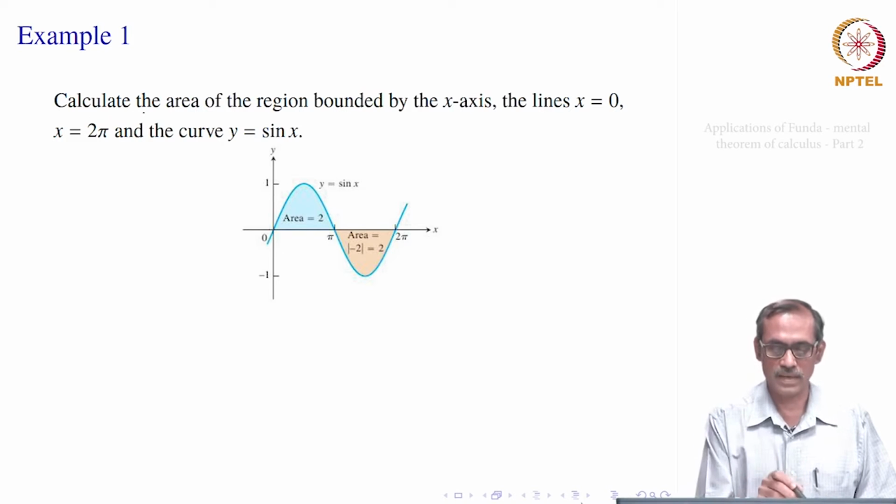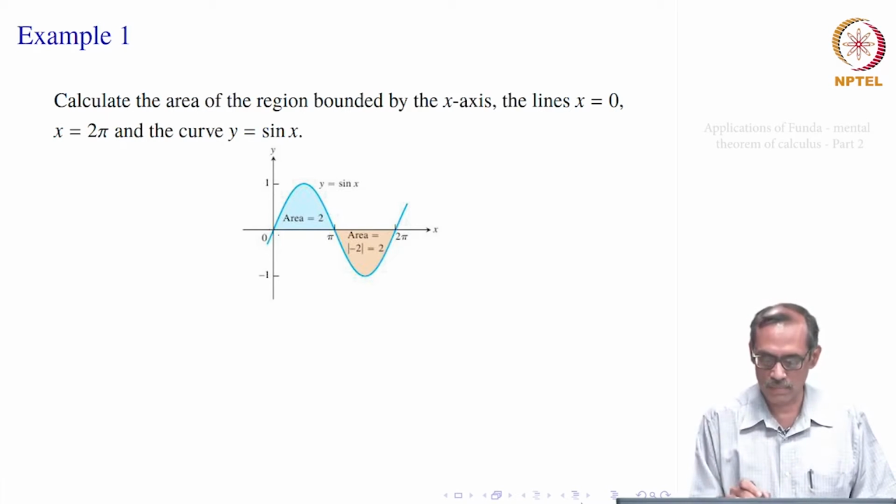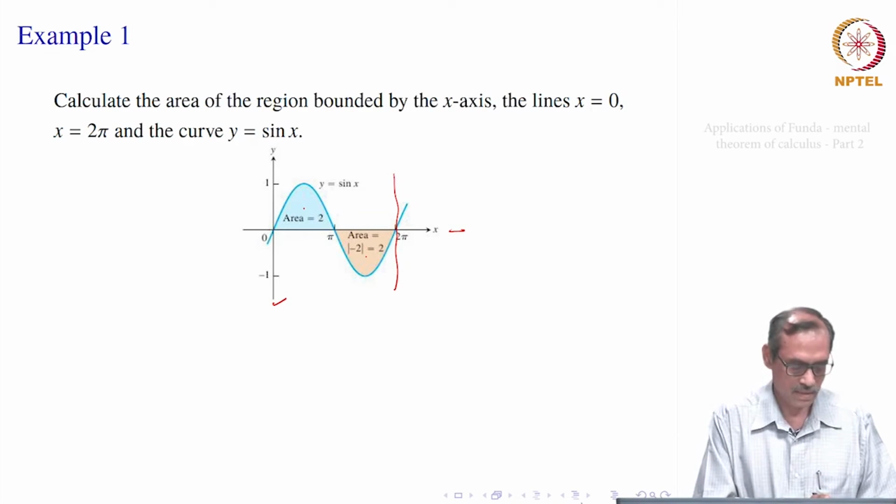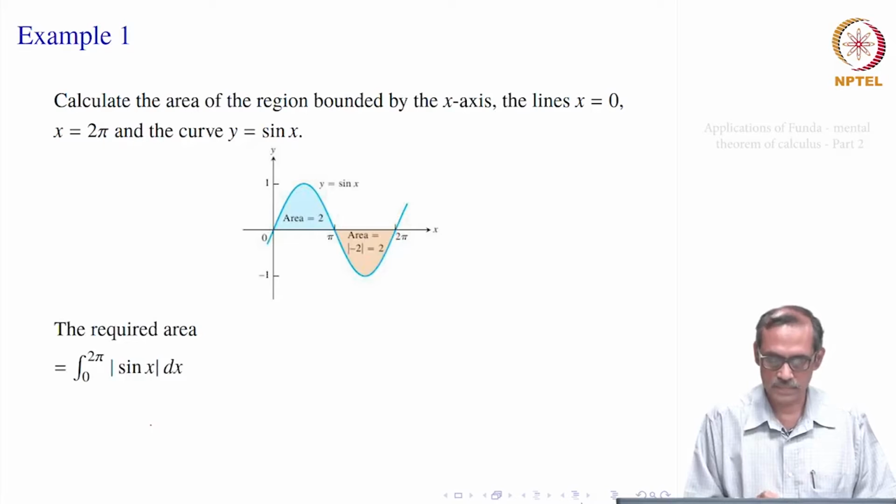Here we are asked to find the area of the region bounded by the x axis, the line x equal to 0 and the line x equal to 2 pi, and the curve y equal to sin x. So, we have plotted y equal to sin x this way. We want to compute the area of this region, which is in blue and also yellow. So, it is the sum of these two areas that should give the answer. Okay. So, now we proceed to find the area.